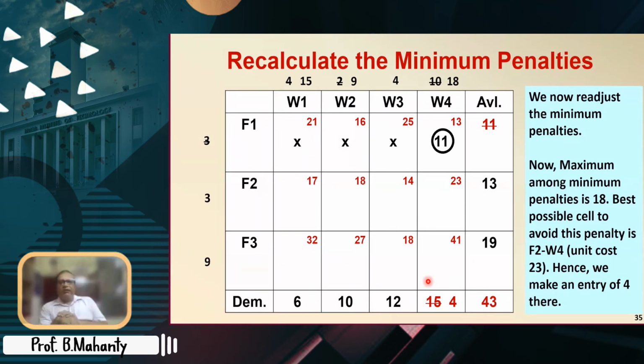The rule is very simple. The maximum of these minimum penalties should be avoided. What is the maximum of these minimum penalties now? Right. So 18 is the maximum of these minimum penalties. So we should avoid incurring the maximum of these minimum penalties. And that means, how can this be avoided? By going through this column, finding the best possible square and making some entry there.